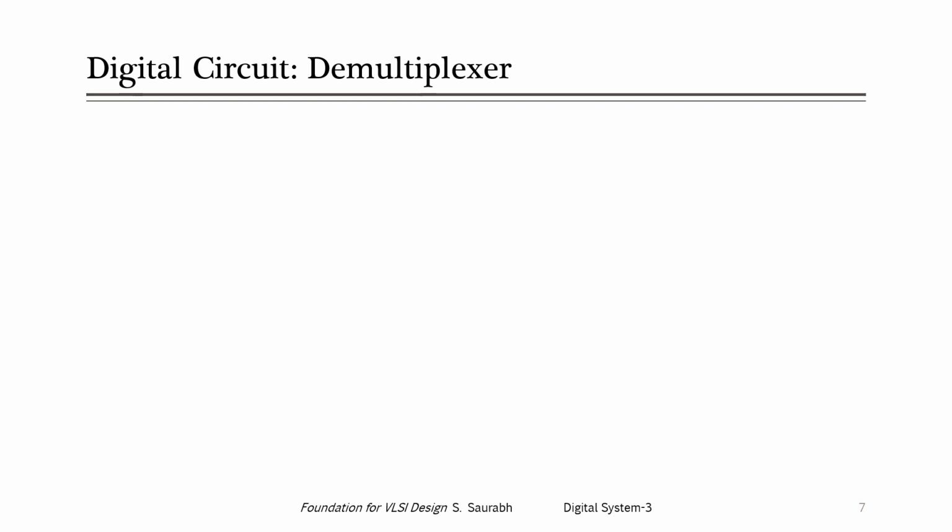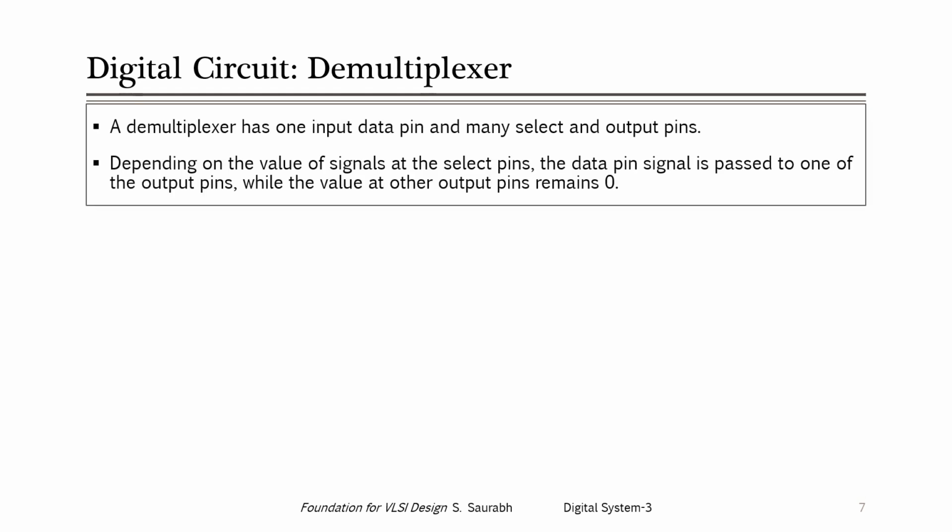Now, similar to the multiplexer, or rather the opposite of the multiplexer, is the de-multiplexer. So a de-multiplexer has one data input, right? Rather than multiple data inputs, a de-multiplexer will have only one data input, and there will be multiple select lines, and there will be multiple output lines also, right?